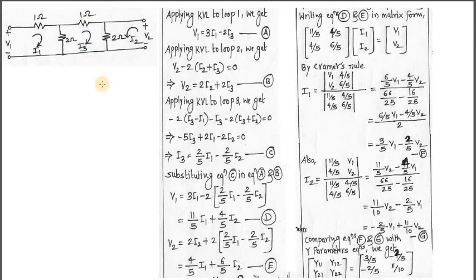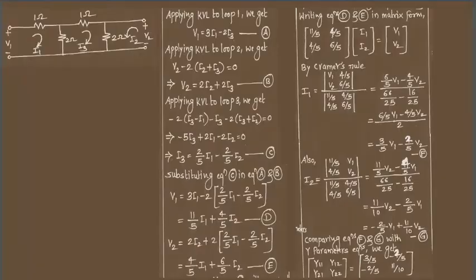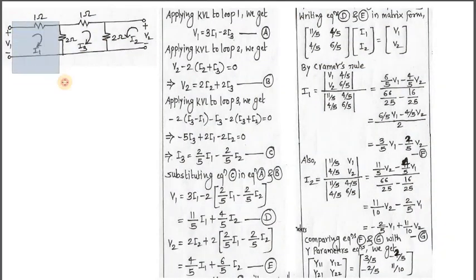Now we will start applying KVL. Look at this. If we apply KVL to loop number 1, we get V1 equal to 3I1 minus 2I3, which can be named as equation A. Now if I apply KVL to loop number 2, we get V2 minus twice of I3, twice of I2 plus I3, and this is the same thing that was done already while finding out the z parameters.